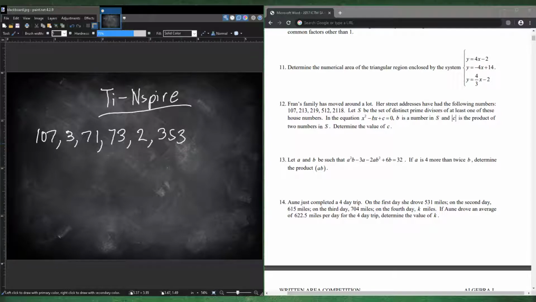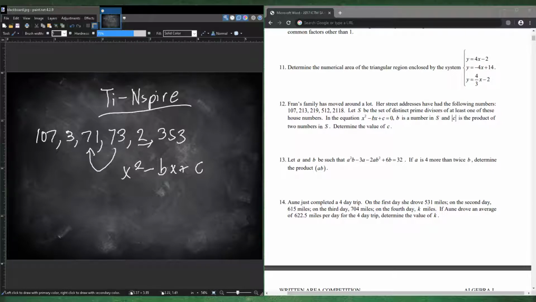Okay, so when we're looking for c, which is the product of two numbers in S, and b is a number in S, c is two numbers in S, and b is only one number in S, right? When we write x squared minus bx plus c, b is a number from one of these. But b is also just the sum of two numbers here, or the difference of two numbers here. So what I mean is, can we make a 107 from two numbers here? Well, we can't. Can we make a 3 here? We can't. 71? Nope. 73? No. 2? Yes.